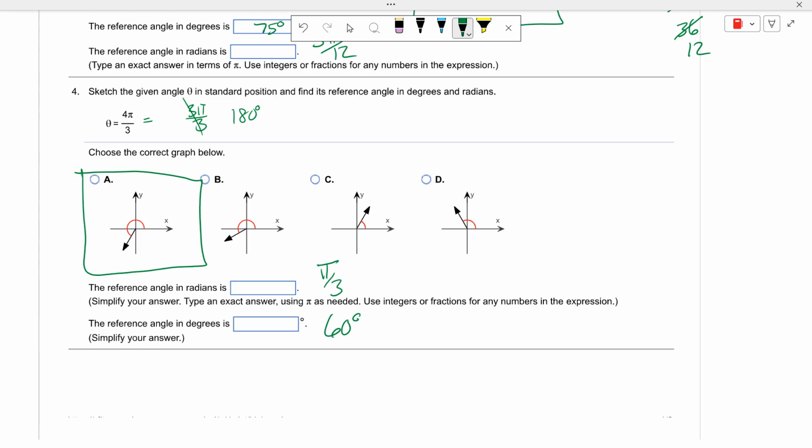Is 4 pi over 3 the same as 240 degrees? Look at your unit circle. Is 4 pi over 3 the same as 240 degrees? Yeah. Okay, so all this should make sense. We're 60 degrees down from 180. We're at 4 pi over 3, which is pi over 3 away from the horizontal axis. Reference angles. How far are you away from the nearest x-axis?